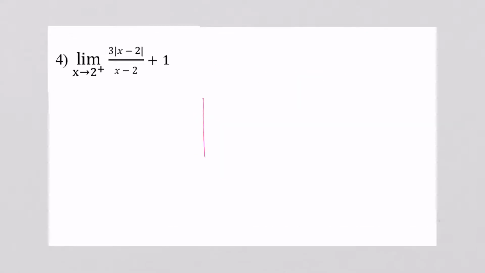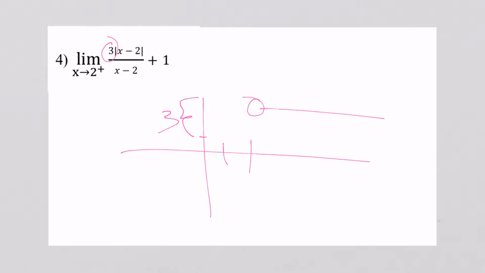Next one, sketch a graph. Absolute value, over 2, boom, up there. It's been shifted up 1. That distance there is 3 because of that 3. So if I'm coming from the right, I'm up there on that branch, which is at 4.